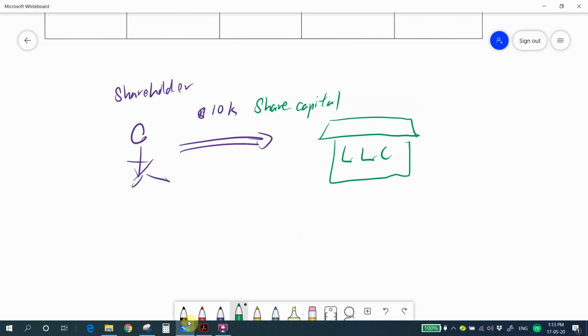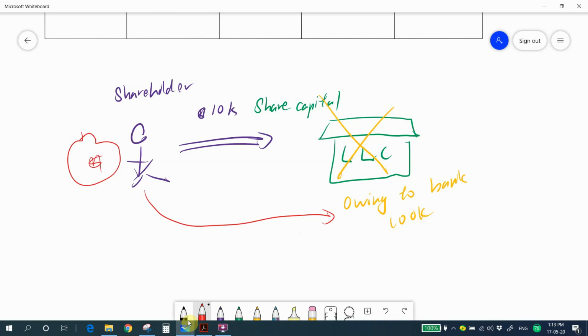limited liability company. So today if the company is not doing well, let's say the company owes the bank 100,000. So my question is, is the shareholder required to pay the bank 100,000 with his personal money? Is the shareholder of a limited liability company required to use his own wealth, his own money, to pay the bank 100k for the failure of the limited liability company?